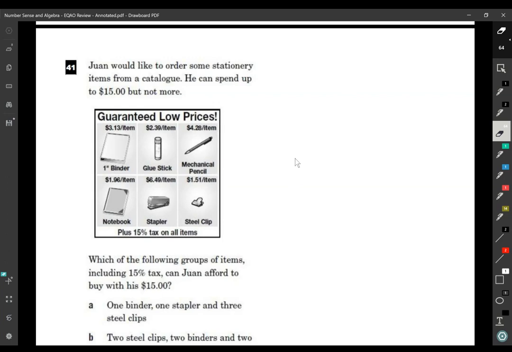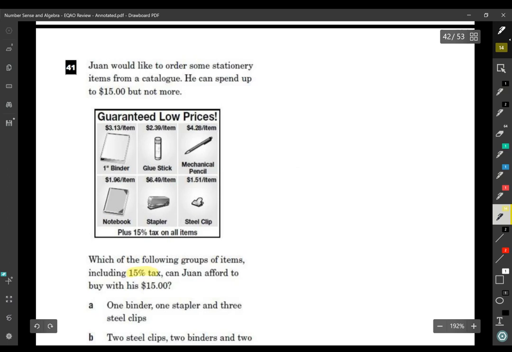That's okay. We're going to continue with question 41. Juan would like to order some stationery items from a catalog. He can spend up to $15, but not more. Which of the following groups of items, including 15% tax, can Juan afford to buy with his $15?